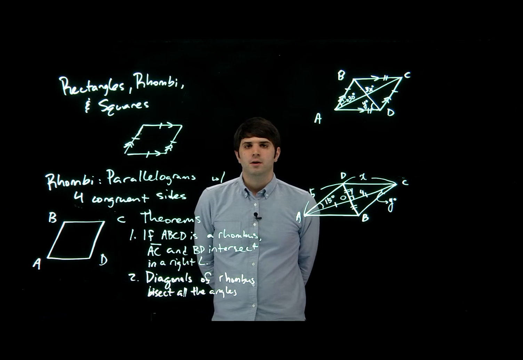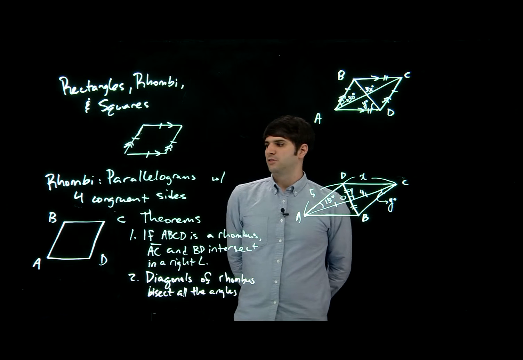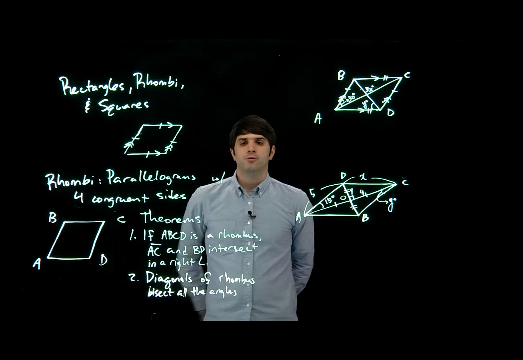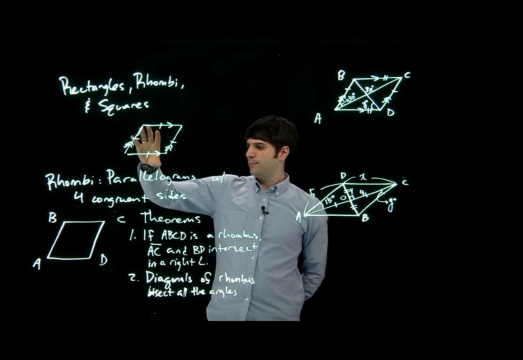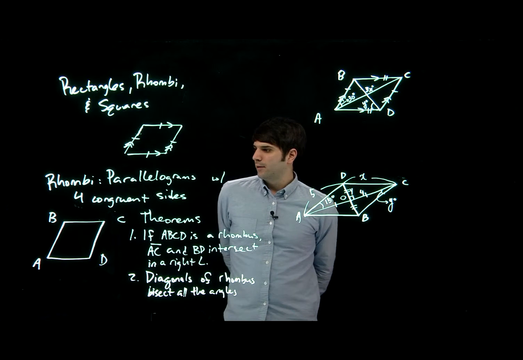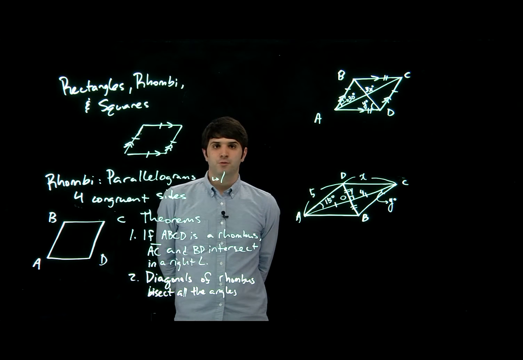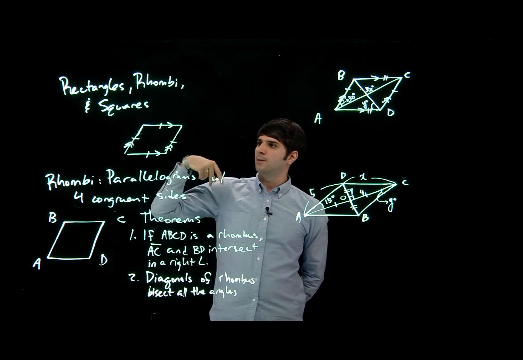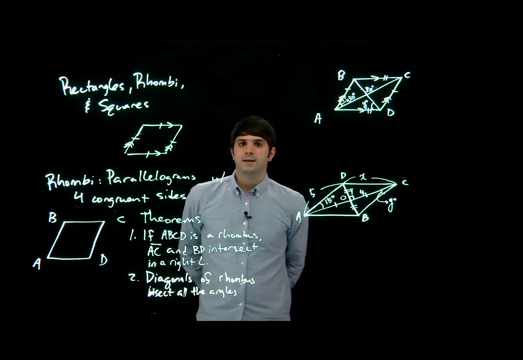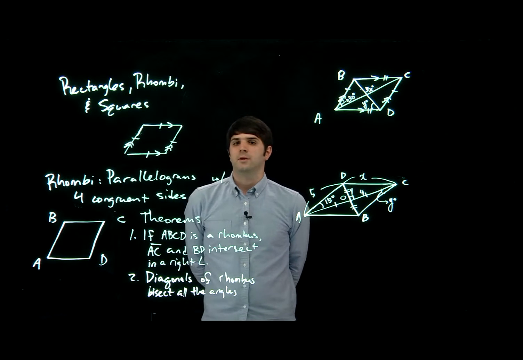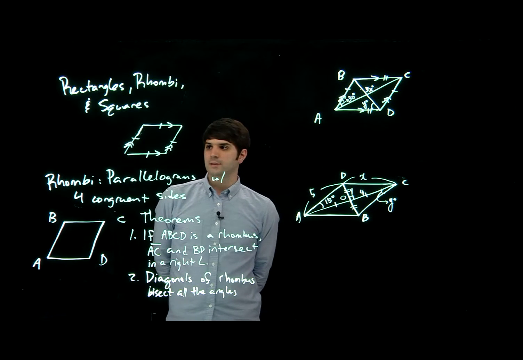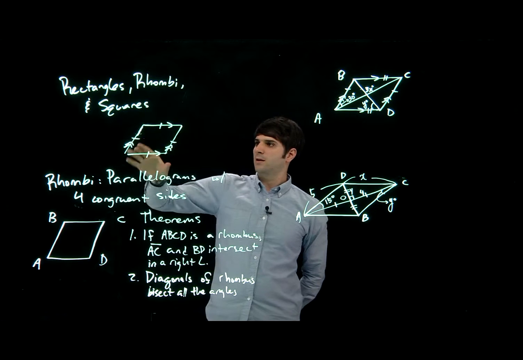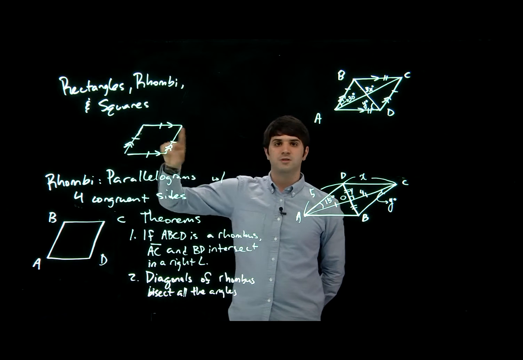Okay guys, in this video I want to talk a little bit about rhombi. Rhombi is the plural form of rhombus, so we have one rhombus, two rhombi. Rhombi are parallelograms with four congruent sides. The angles usually aren't congruent. So we have parallel sides and all four sides are congruent.